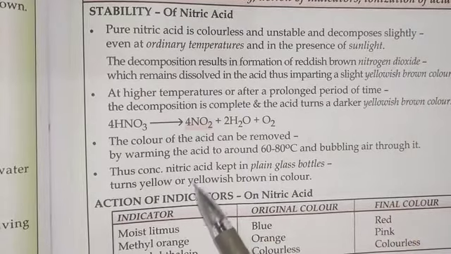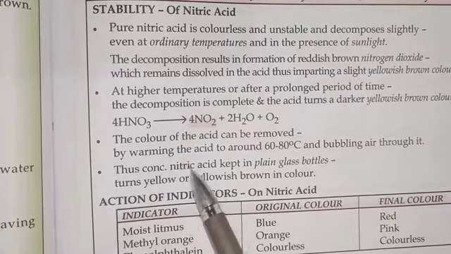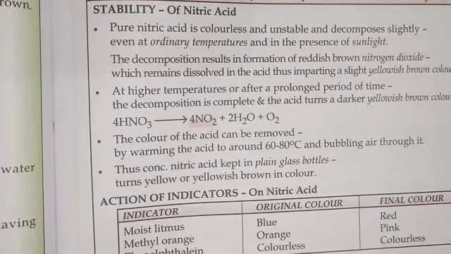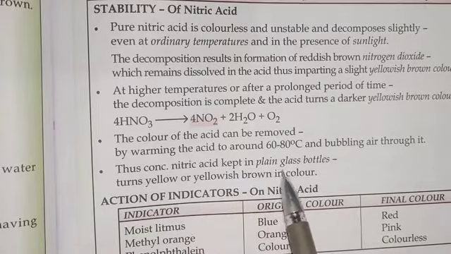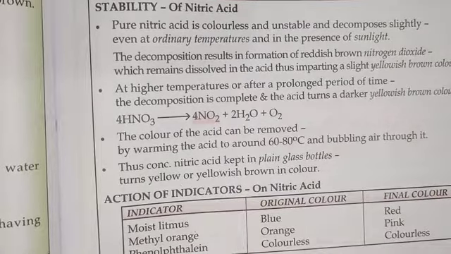The color of the acid can be removed, as we have studied in the previous pages, by warming the acid to around 60 to 80 degrees Celsius or bubbling air through it. Concentrated nitric acid is always kept in plain glass bottles, otherwise it turns yellow or yellowish brown in color.